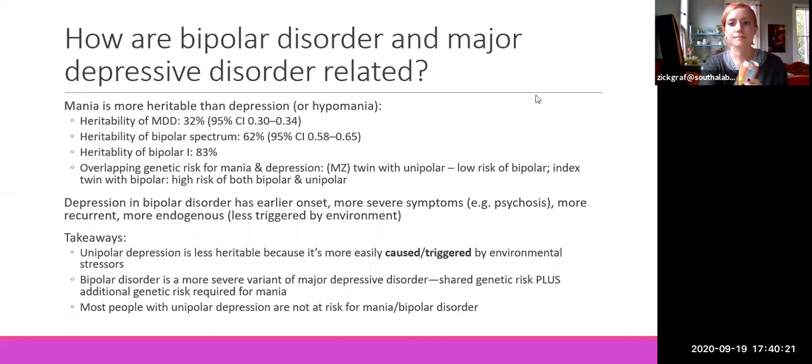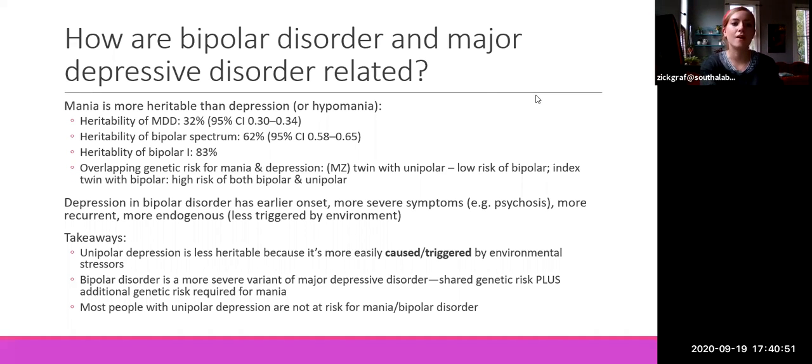So another question to ask is, we've talked a little bit about how having a depressive episode doesn't confer risk for a manic episode, and having a hypomanic temperament doesn't confer risk for depression. Although it does confer risk for bipolar disorder, which includes depression, it does not confer risk for unipolar depression without mania. So part of the answer to that is that mania is more heritable than depression. Depression is actually one of the less heritable mental illnesses.